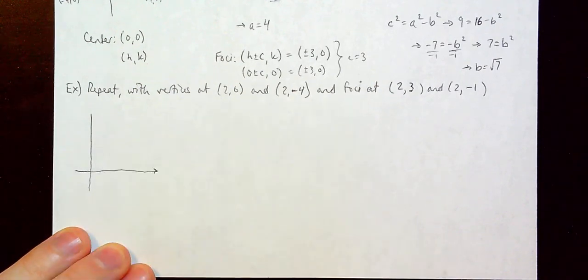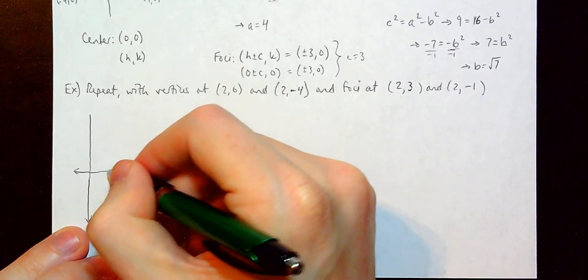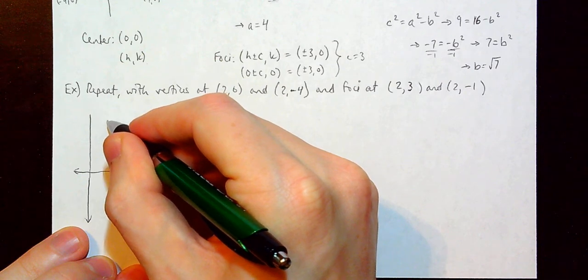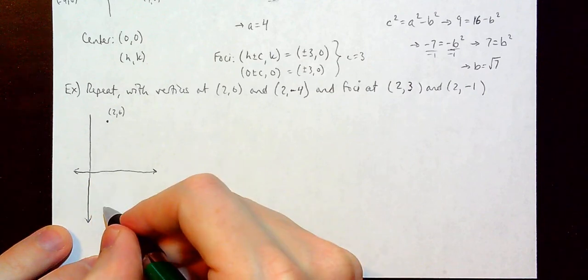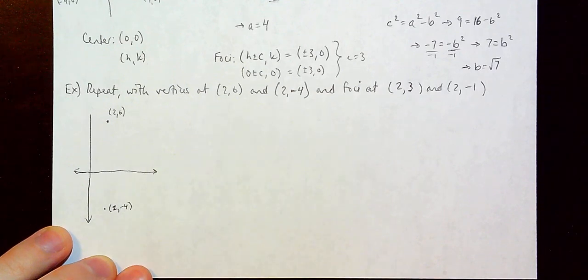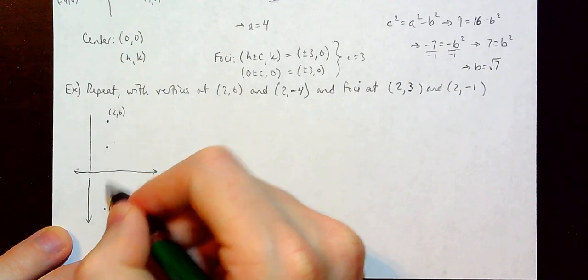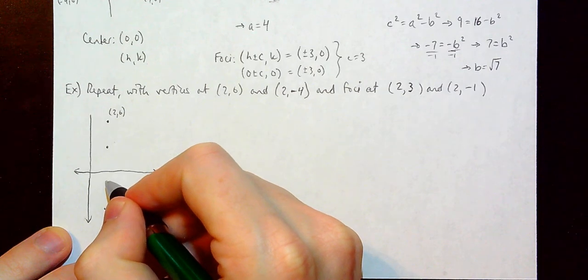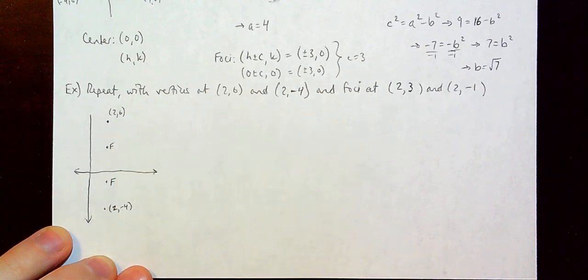So again, it doesn't have to be a super detailed plot here, but just something fairly rough to show our vertices. There's 2, 6. Here is 2, -4. And then we have our foci at 2, 3 and 2, -1. So trying to keep to some kind of scale here. I'll label F for foci.